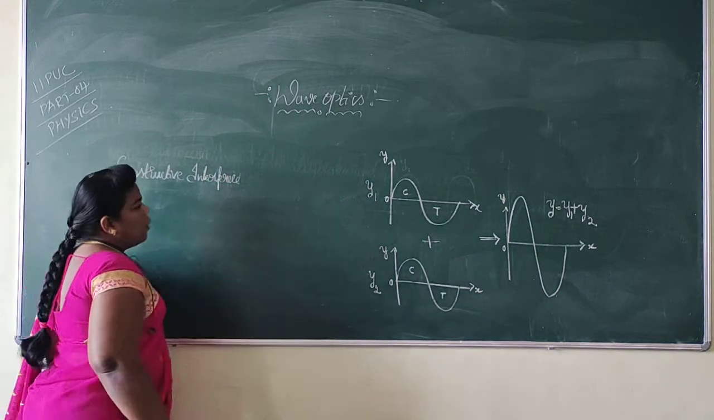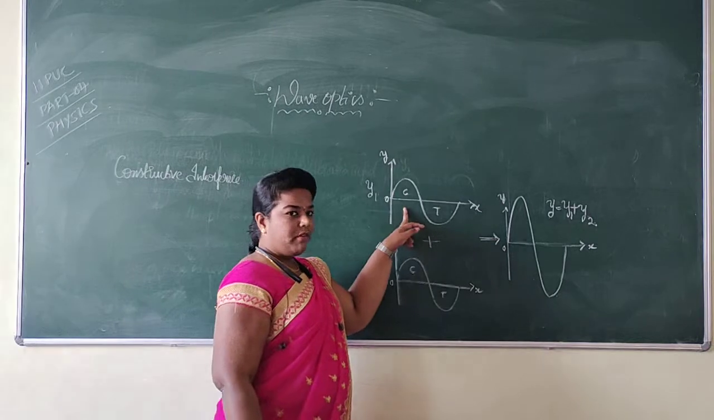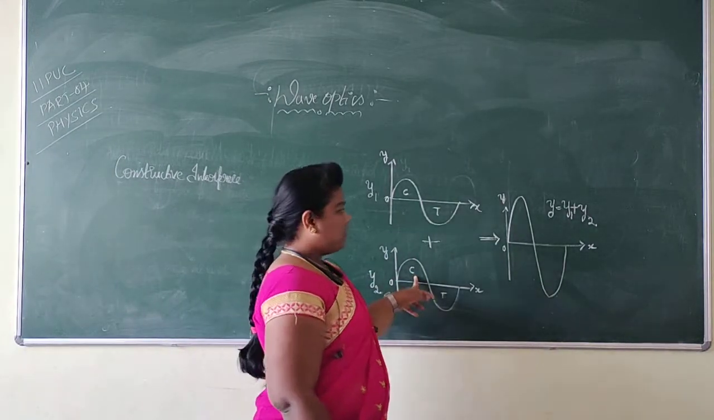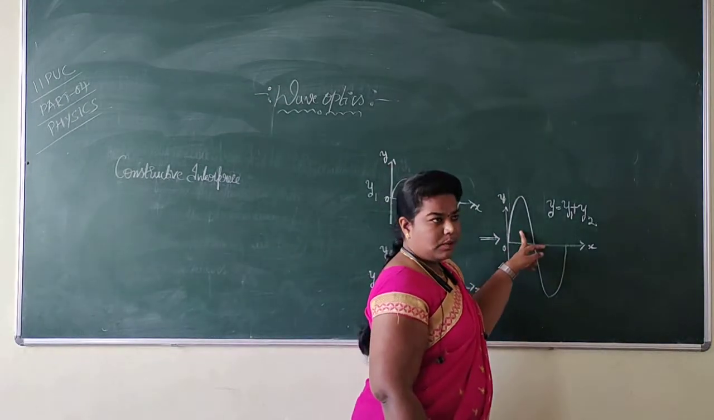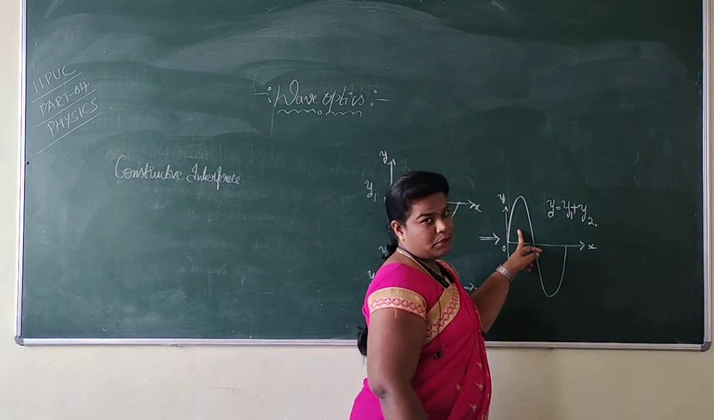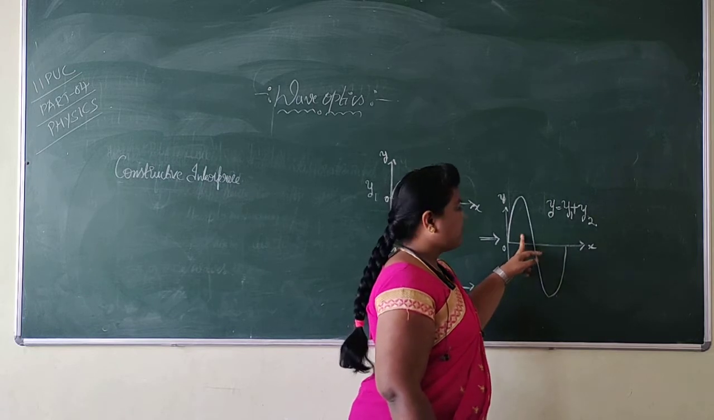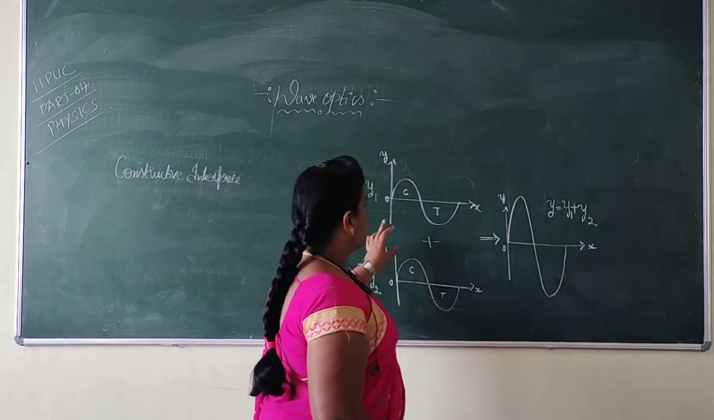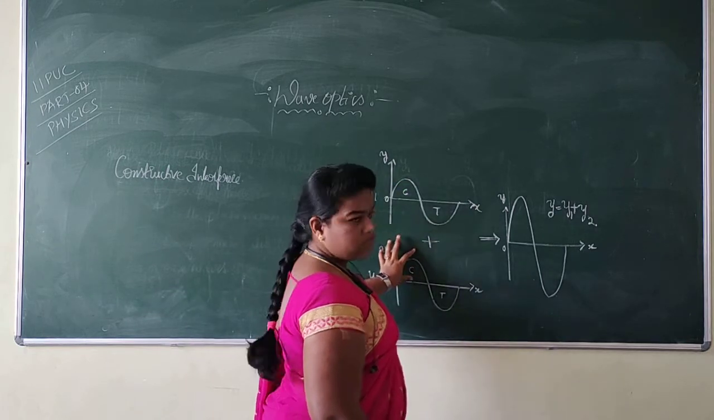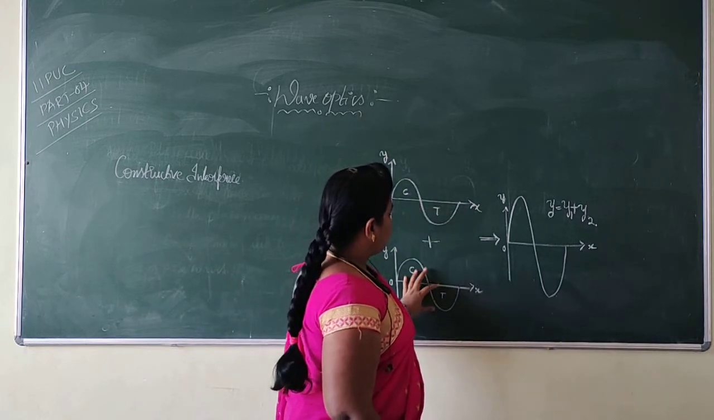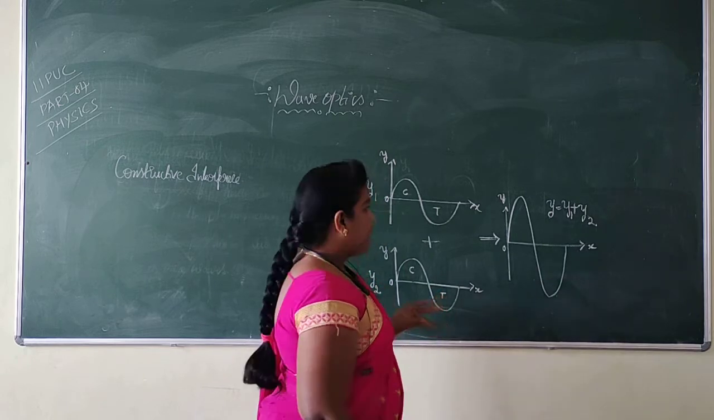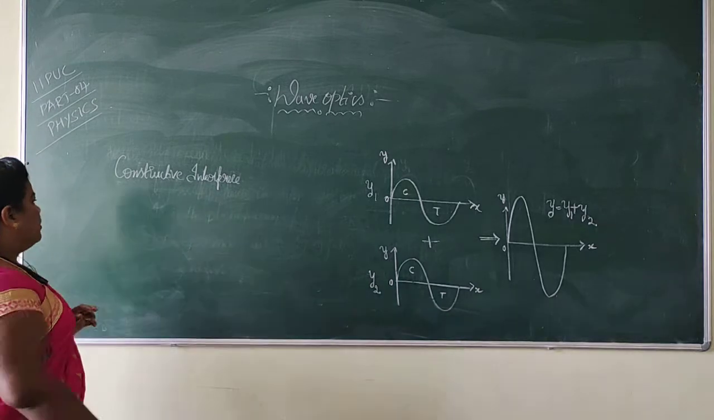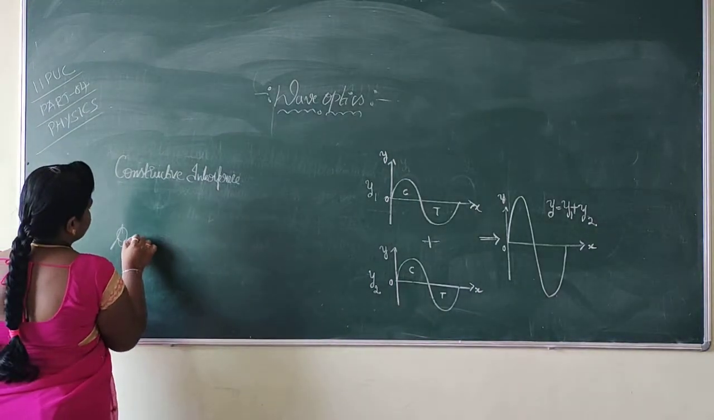Observe carefully. When the crest of one wave is superimposed with the crest of another wave, you can observe that there is an increase in the magnitude of amplitude. So the superposition of the crest of one wave on the crest of another wave, or the trough of one wave with the trough of another wave, is said to be constructive interference. Then, what about destructive?